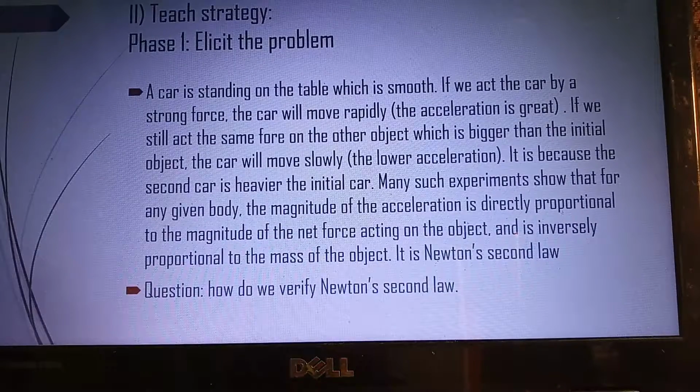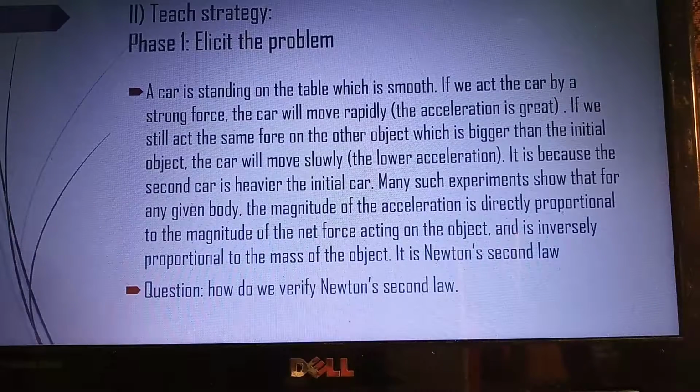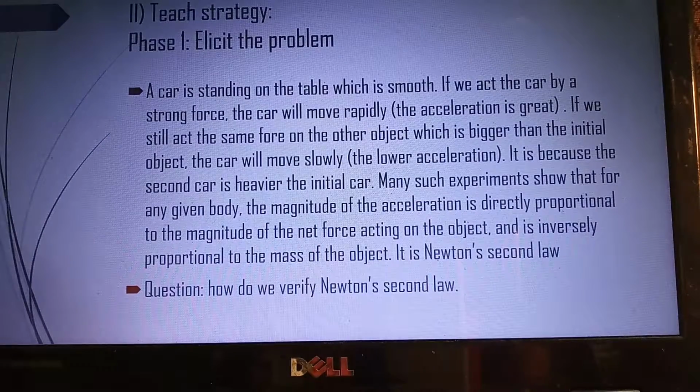If we apply the same force on another object, which is bigger than the initial object, the car will move slowly. In this case the acceleration is lower. It is because the second car is heavier than the initial car. So many experiments show that the magnitude of the acceleration is directly proportional to the magnitude of the net force acting on the object and is inversely proportional to the mass of the object. It is Newton's second law.